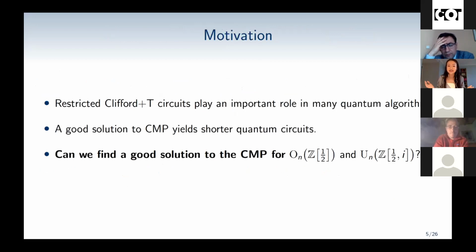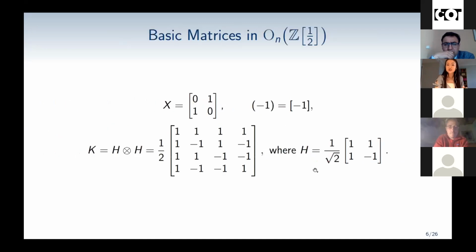Now, as we have shown, restricted Clifford plus T circuits play an important role in many quantum algorithms, so we are very interested in these groups. In order to find a good solution to the constructive membership problem, we hope to design an effective exact synthesis algorithm. And to that end, we first represent our groups in terms of generators and relations. And since the techniques to study both groups, O_n(Z[1/2]) and U_n(Z[1/2, i]), are quite similar, in this talk we mainly focus on the group of orthogonal dyadic matrices. So now let me tell you about some of the basic matrices in this group.